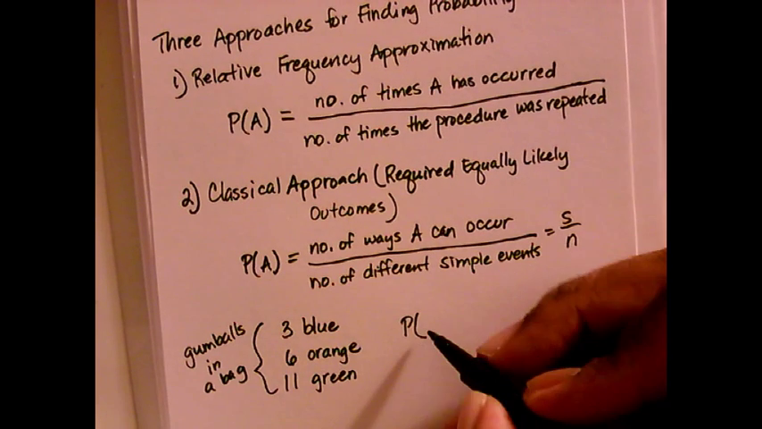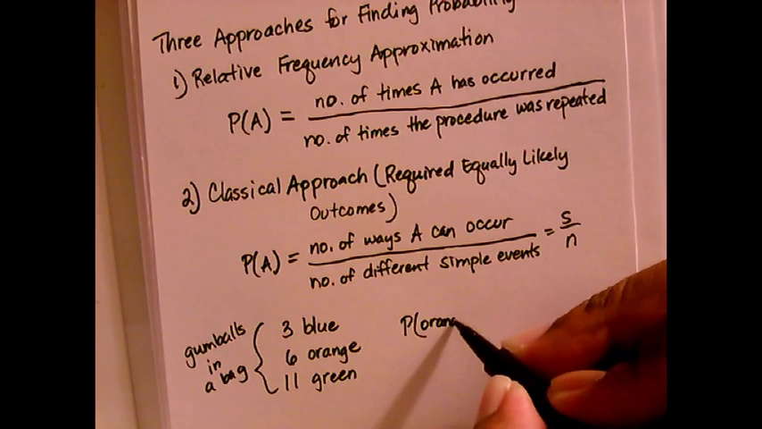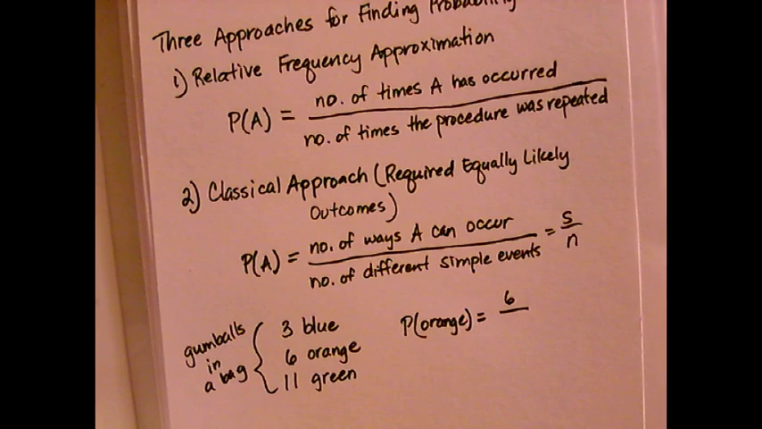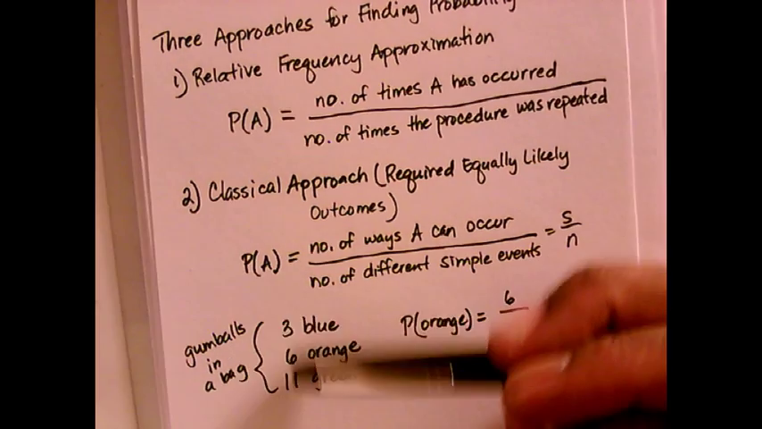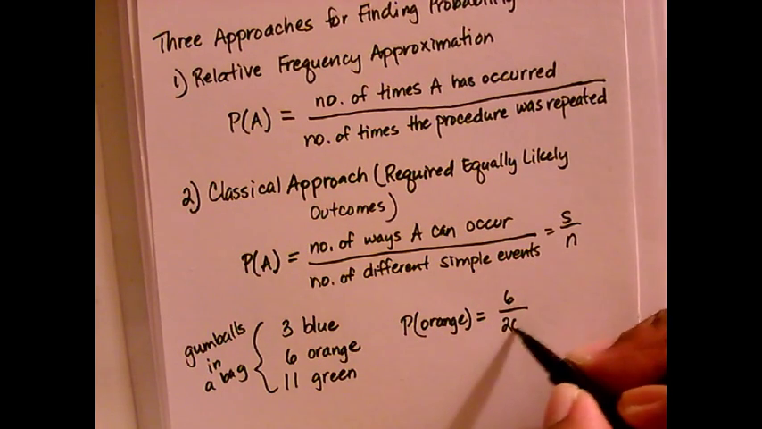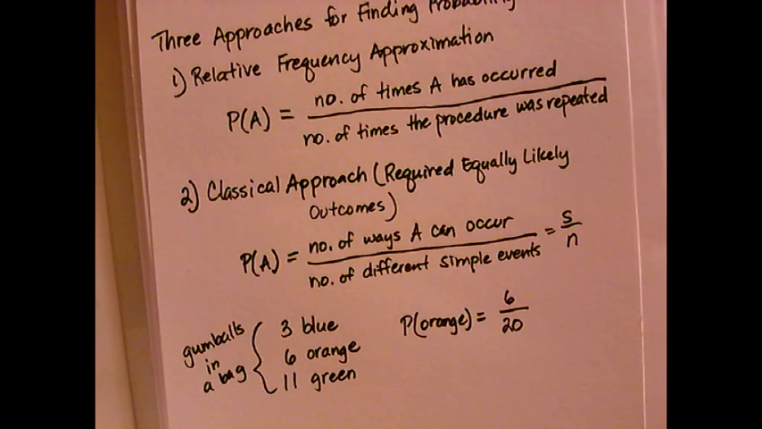So if I want the probability of selecting an orange gumball, then I look at the number of ways I can get an orange gumball. There's 6 ways. And that's divided by the number of simple events. So here if I add the 3 and the 6, I'm going to get 9. 9 plus 11 will be 20. So that probability will be 6 out of 20. Okay, that's what we mean by the classical approach. Here are the number of ways that event A can happen, and you're dividing it by the number of different simple events.